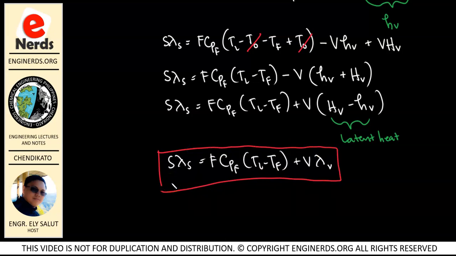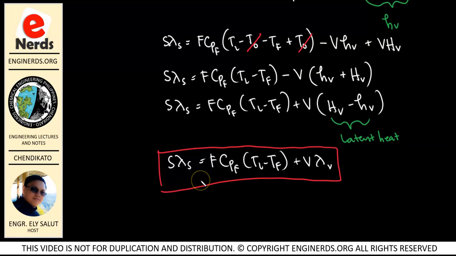Now, we must not forget yung mga naging assumptions natin dito, no? First, we assume that our CPL is equal to the CP of our feed. Next, we do not have boiling point elevation dito. And we assume also that our TL is equal to TV. So, yung temperature ng ating liquor is equal to temperature ng ating vapor.